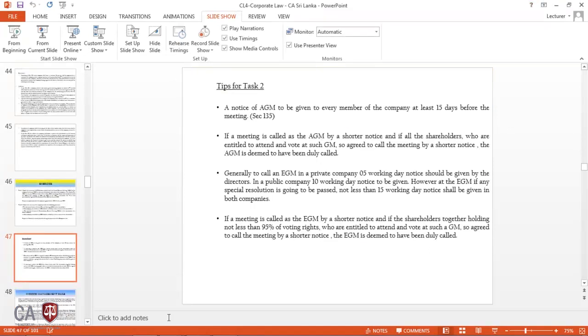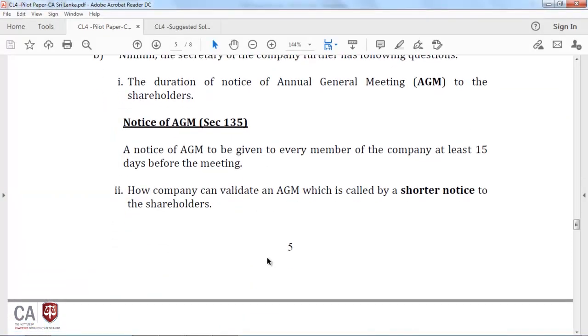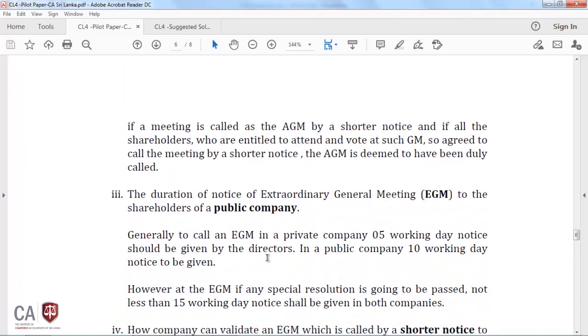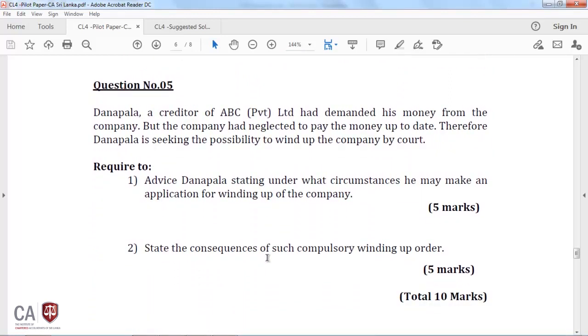Now we go back to the question paper. Now in this question, Dhanapala, creditor of ABC Private Limited, had demanded his money from the company, but the company had neglected to pay the money up to date. Therefore, Dhanapala is seeking the possibility to wind up the company by court. Now, what is the question?